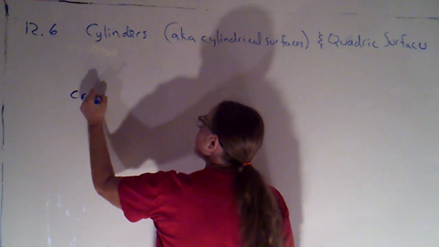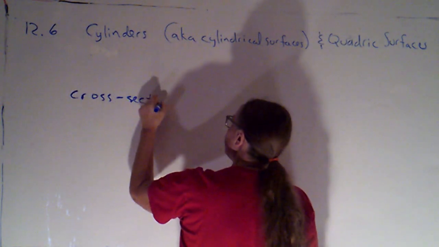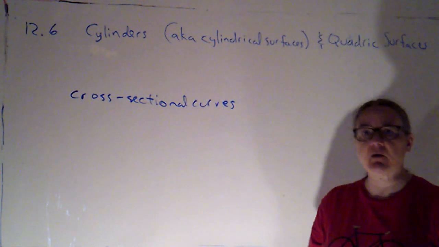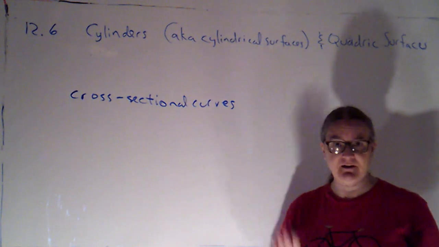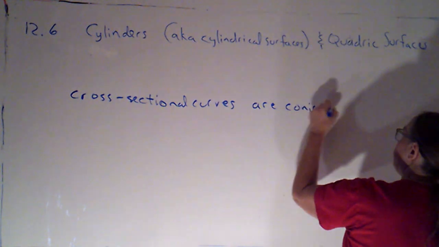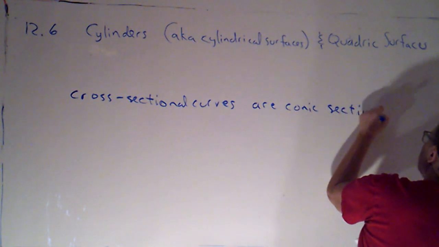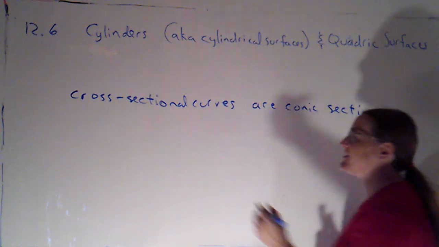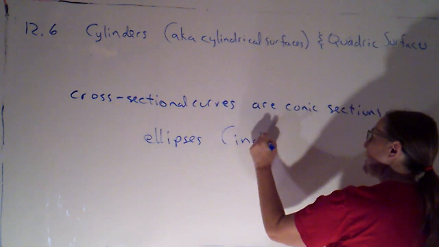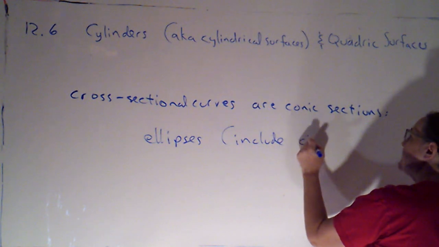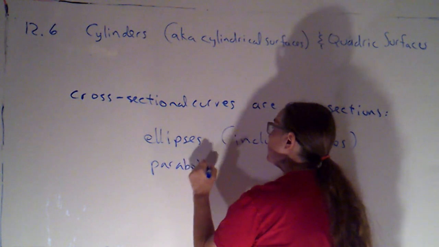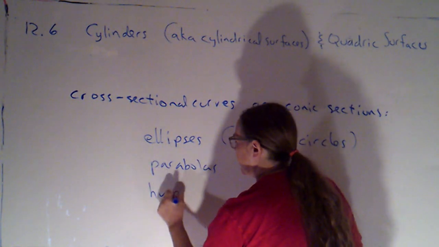Okay, so our cross-sectional curves, and again, the ones we're going to care about are going to be in planes that are parallel to the coordinate planes. These are going to be conic sections. So let's just recall what conic sections are. Those could be ellipses, and that includes circles. A circle is just a degenerate ellipse. That could be parabolas, or that could be hyperbolas.